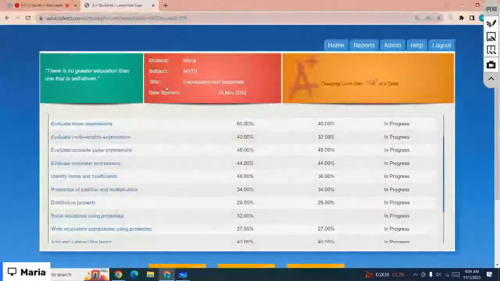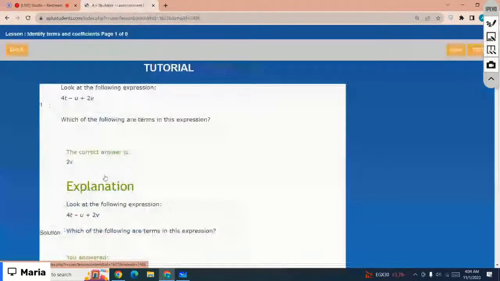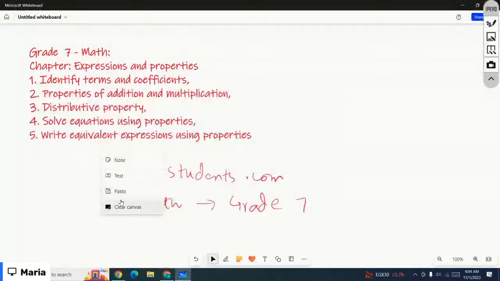Okay, here I'm on the grade 7 math. The chapter we're working on is expressions and properties. Let's start with the lesson, identify terms and coefficients. Let's start with the definitions and see what the terms and coefficients are. I'm going to write the definitions on the board. You can please note down the definitions of terms and coefficients.